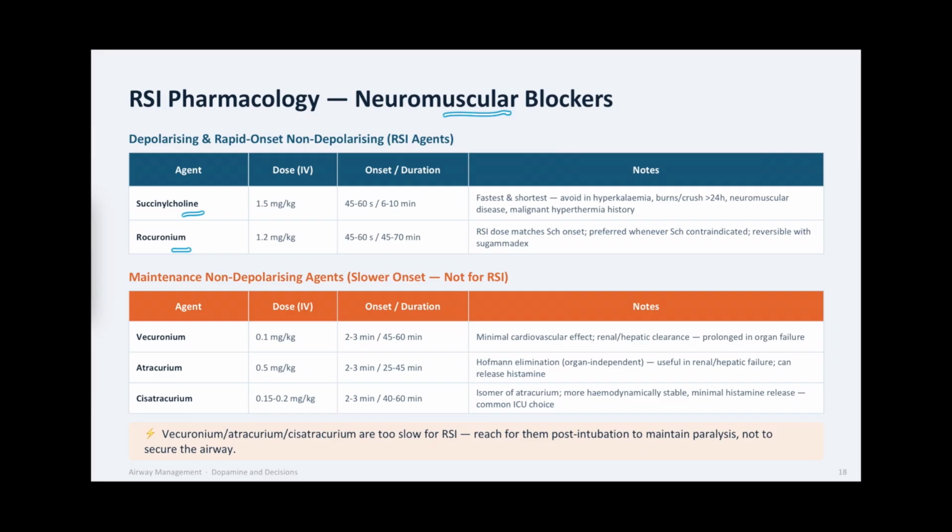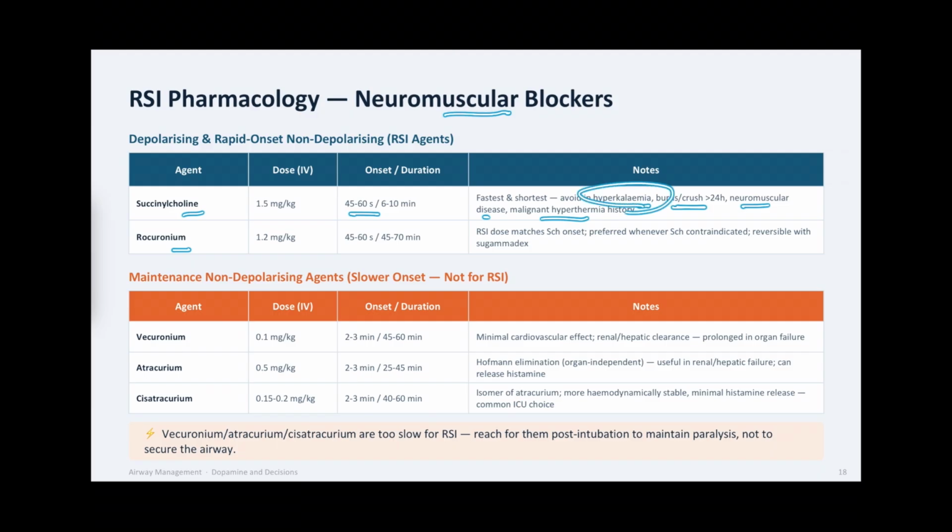It acts very quickly and wears off within several minutes. But it's not appropriate for everyone. Avoid it in patients with hyperkalemia, major burns or crush injuries that are more than 24 hours old, and patients with neuromuscular disease and malignant hyperthermia conditions. In these patients, giving succinylcholine can cause catastrophic hyperkalemia.